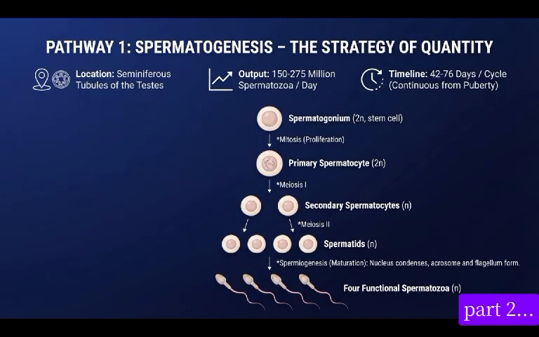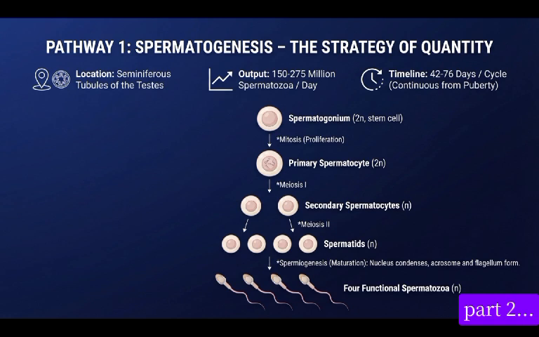In gametogenesis we have spermatogenesis and we have oogenesis. Spermatogenesis is from the male and oogenesis is from the female. So what is the difference between spermatogenesis and oogenesis? We are coming to that. First, let's start with spermatogenesis.